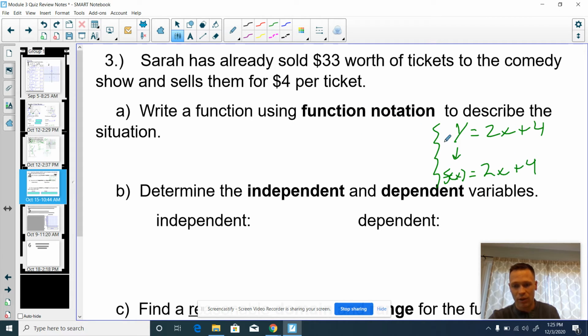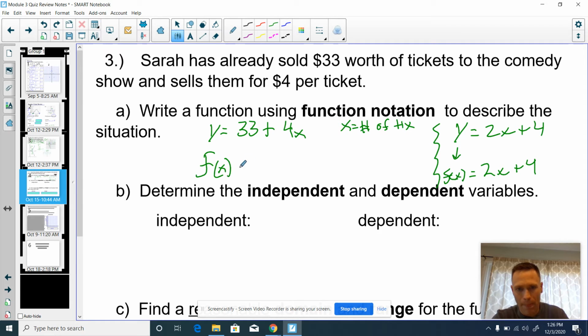That's all that means. So then I have, there's the regular 2x plus 4. This is now a function in function notation. If we want to do it for this scenario, my original equation could be y is equal to, and then I've already got 33 bucks, right? And I'm adding to that $4 per ticket. And I want to say that x is then representing number of tickets. And now if I want to write that in function notation, I replace my y with f of x. So that's equal to 33 plus 4x.